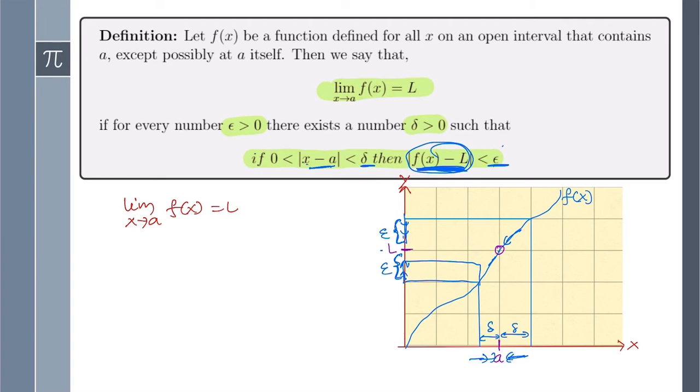So if we change epsilon, then we get a different delta. If we make epsilon smaller and smaller, our delta gets smaller and smaller. That's what it says. Okay, so let's go ahead and look at an example here.